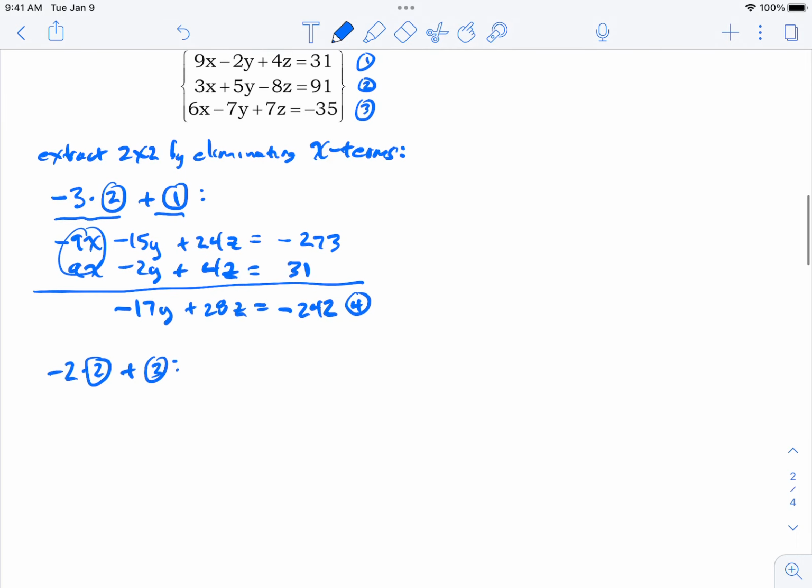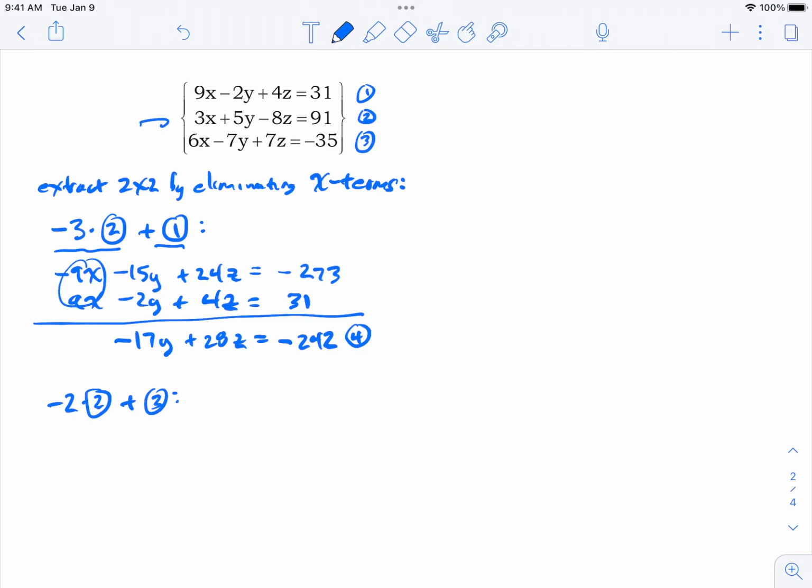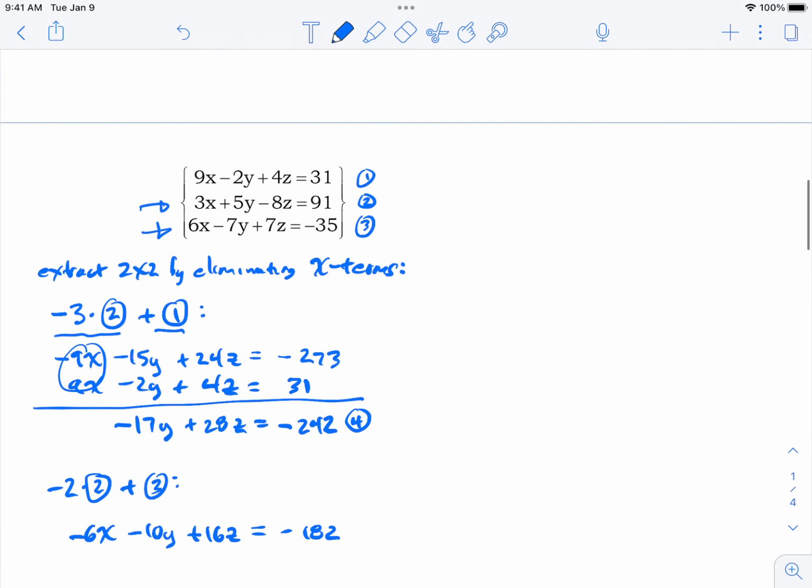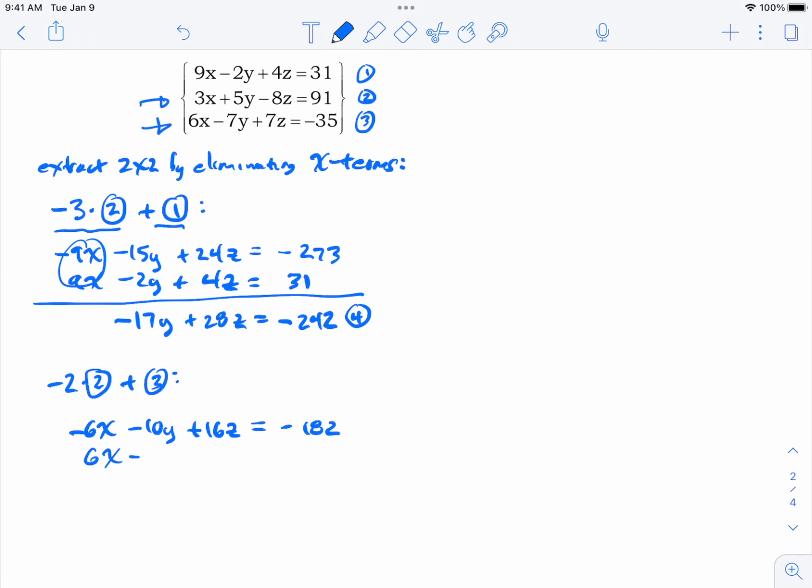Okay. So first, I'm just doing this part. Negative 2 times equation 2. So reading across here, multiplying everybody by negative 2. I'll have a negative 6x and a negative 10y and a positive 16z equals a negative 2 times 91, 182. Okay, so that's negative 2 times equation 2. Now I'm going to take equation 3 as is. So I'm just reading right across there and copying it. 6x minus 7y plus 7z. That equals a negative 35.